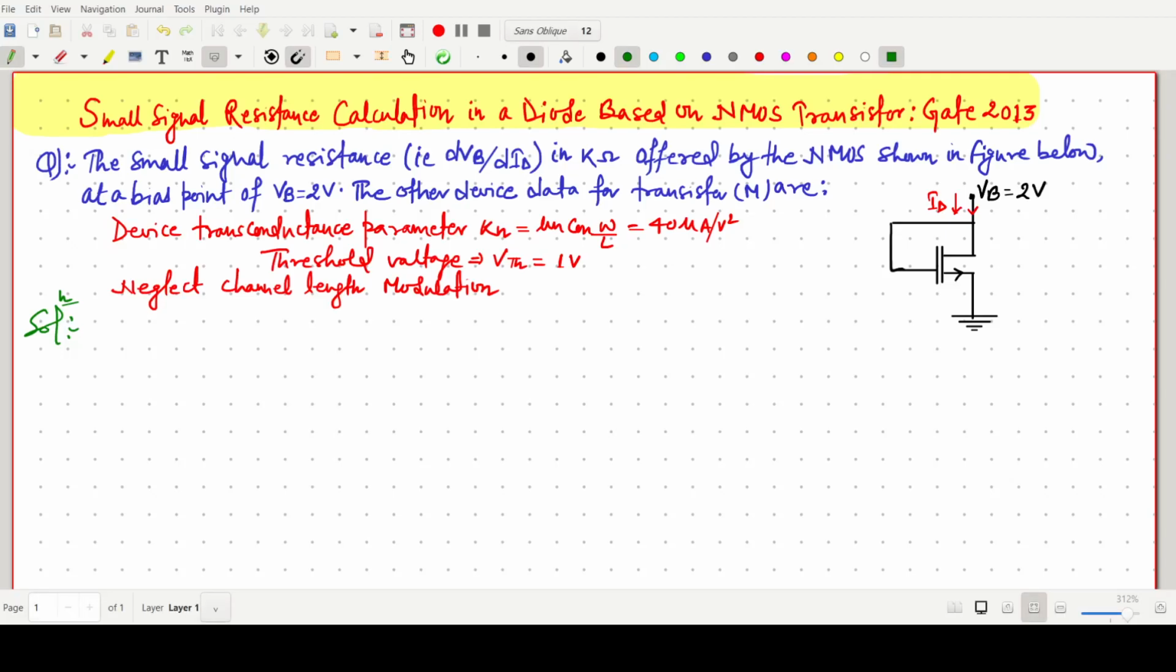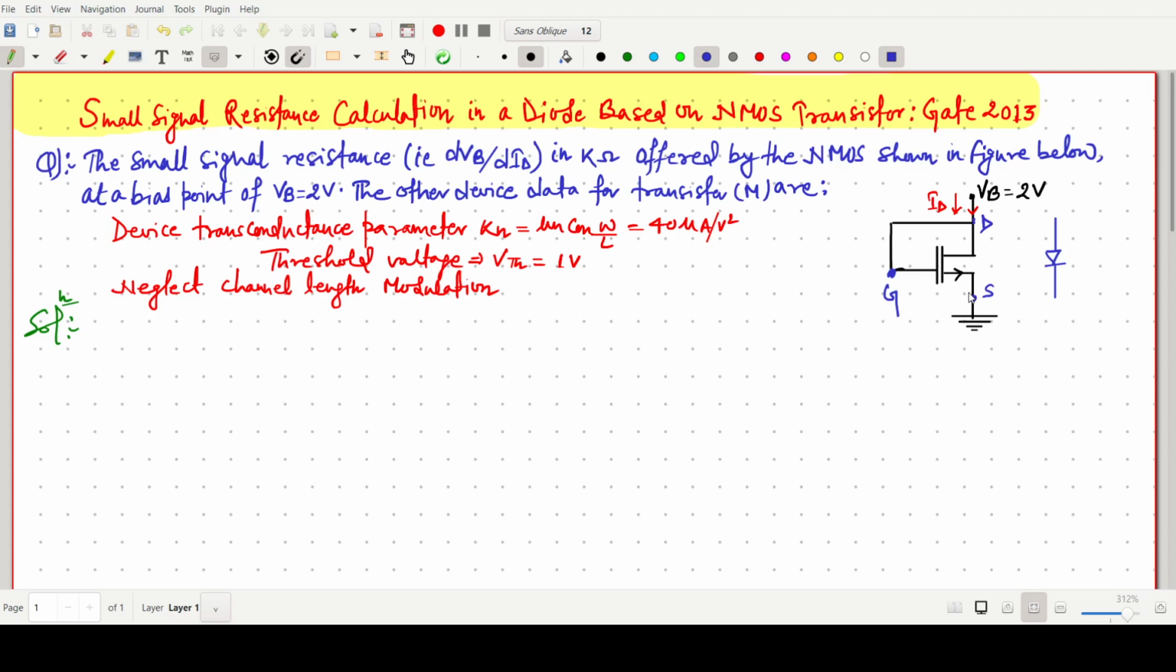Welcome everyone. In this video lecture, we will solve a GATE 2013 question in which we have to find the small signal resistance calculation in a diode-based NMOS transistor. So here we can see that there is an NMOS transistor in the diode-connected configuration, in which this one is the gate, this one is the drain, and they are shorted, and this one is our source.